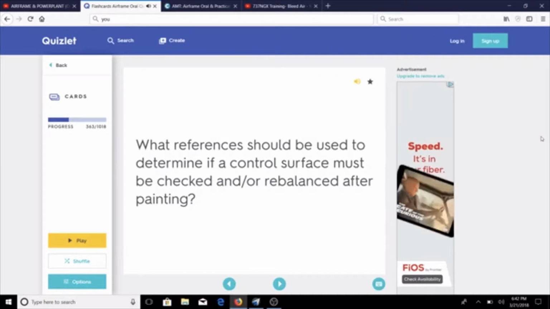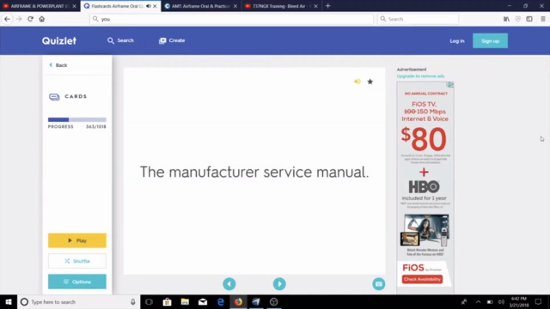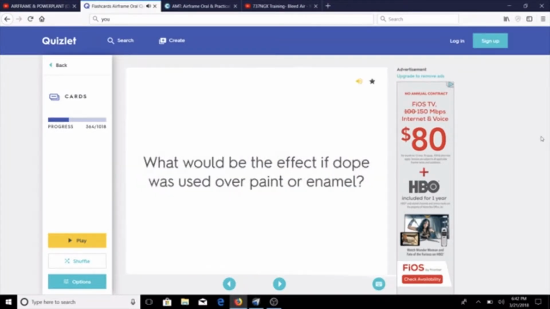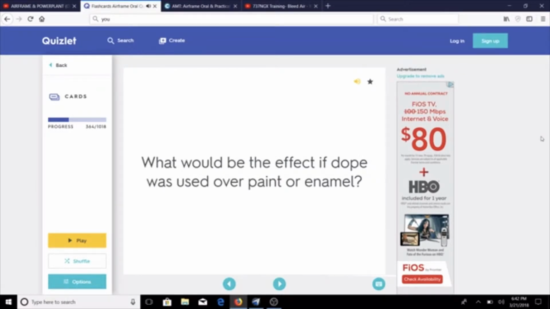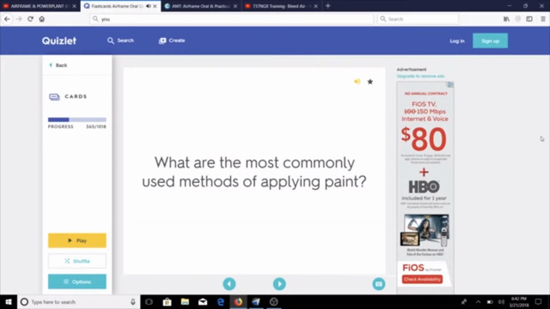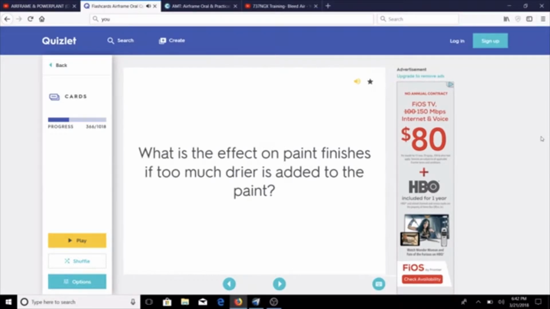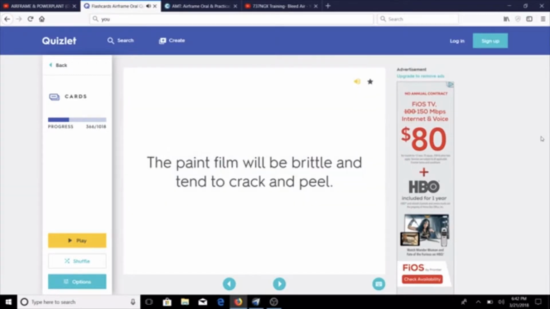What references should be used to determine if a control surface must be checked and/or rebalanced after painting? The manufacturer service manual. What would be the effect if dope was used over paint or enamel? The dope tends to dissolve these materials. What are the most commonly used methods of applying paint? Dipping, brushing, and spraying. What is the effect on paint finishes if too much dryer is added to the paint? The paint film will be brittle and tend to crack and peel.